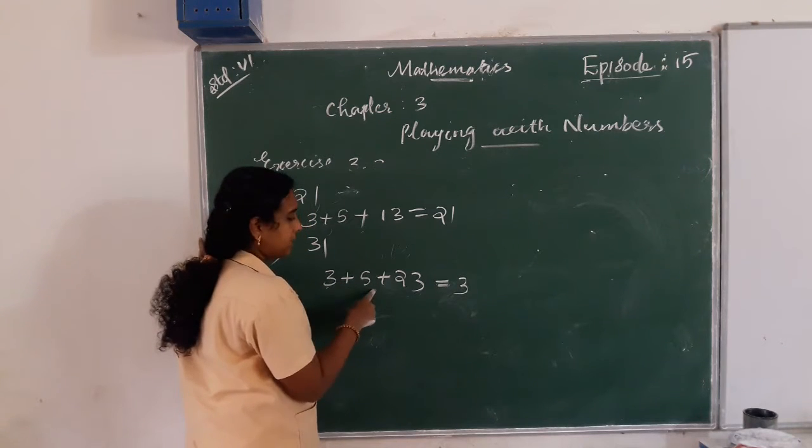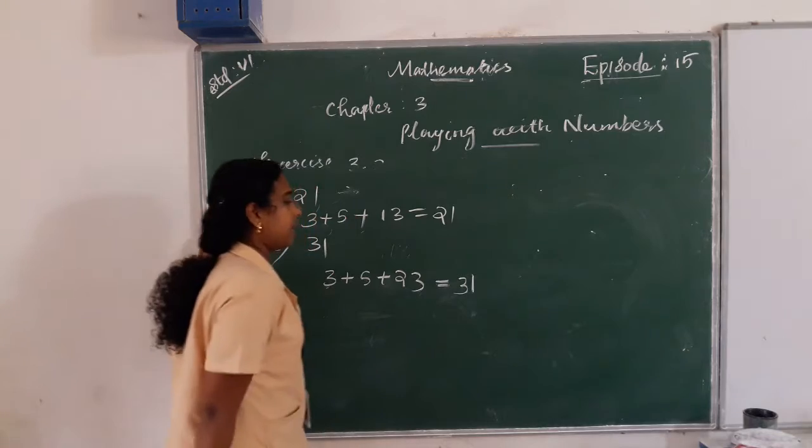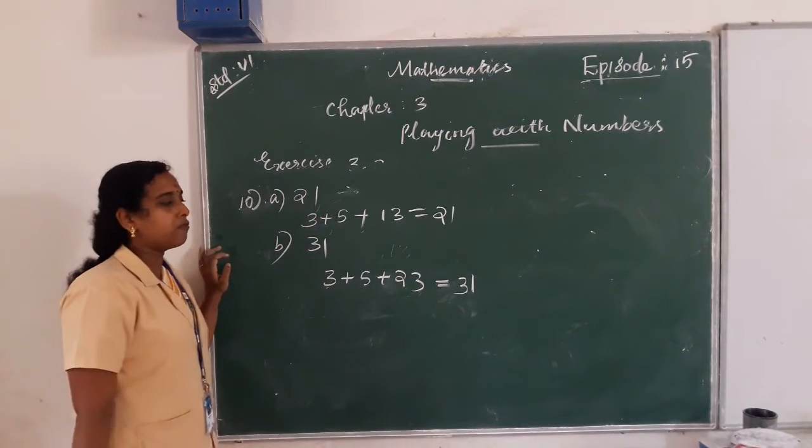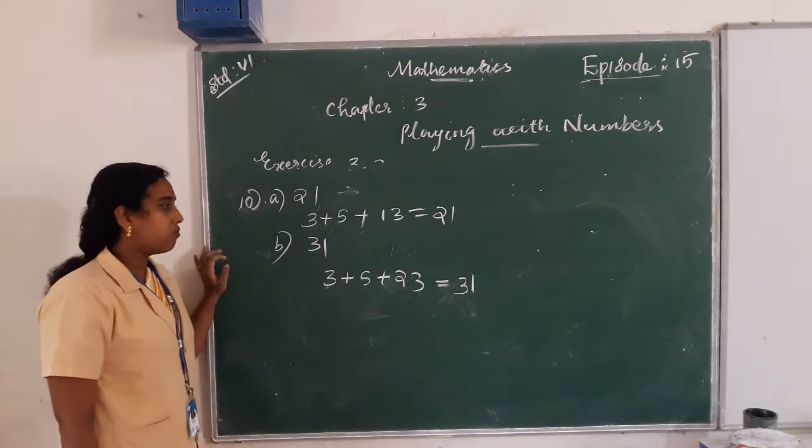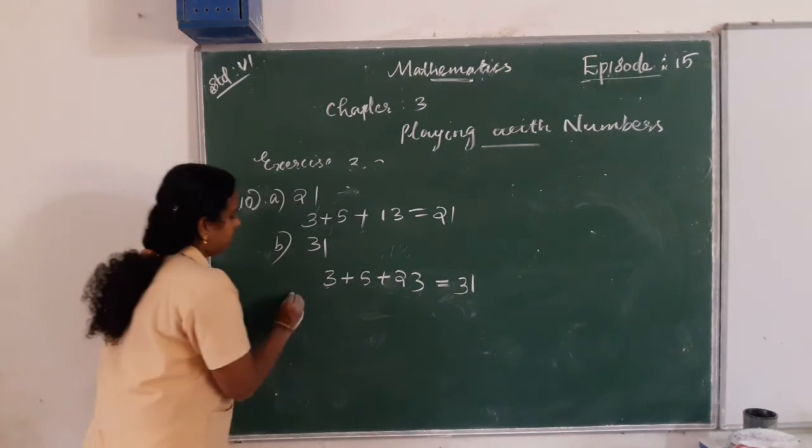3 plus 5 is 8. 8 plus 23, we get 31. So we use the odd prime numbers 3, 5 and 23 for getting 31.